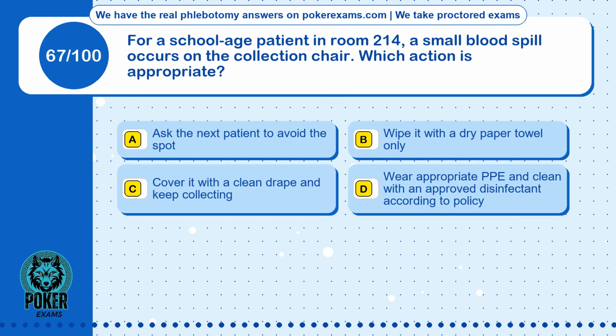Question 67. For a school-age patient in room 214, a small blood spill occurs on the collection chair. Which action is appropriate? Option A, ask the next patient to avoid the spot. Option B, wipe it with a dry paper towel only. Option C, cover it with a clean drape and keep collecting. Option D, wear appropriate PPE and clean with an approved disinfectant according to policy.